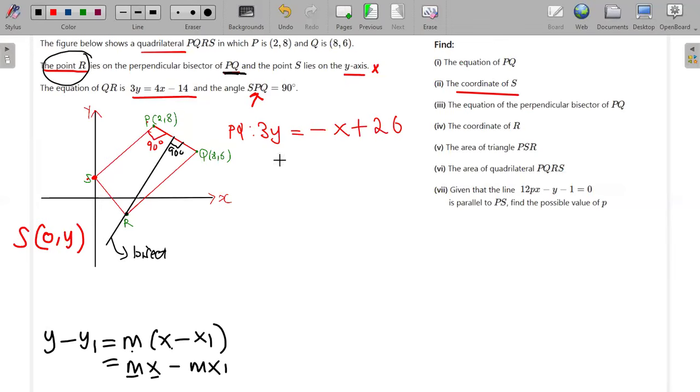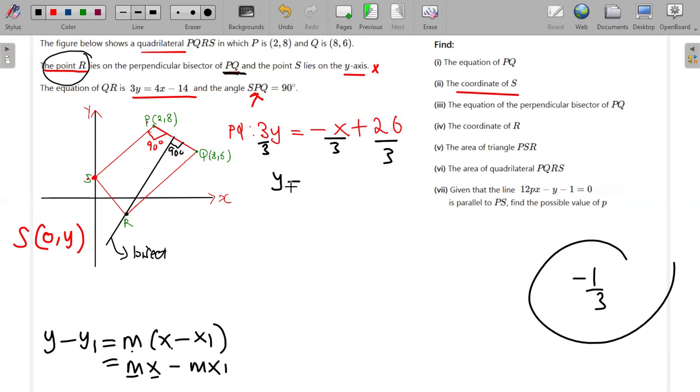Remember here the gradient we had found was 1 over 3. So to get back the gradient, I just divide this equation by 3, so that I have y equals minus 1 over 3 x plus 26 over 3. So now the gradient from this line is just the coefficient of what? X. So meaning that the line PQ has m, we say m1, of what? Minus 1 over 3. And then to find the equation of this, I already have a point where it's passing, so I just need the gradient here, which is my m2.